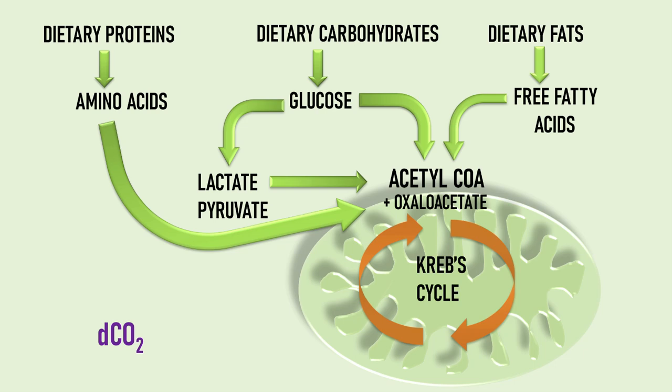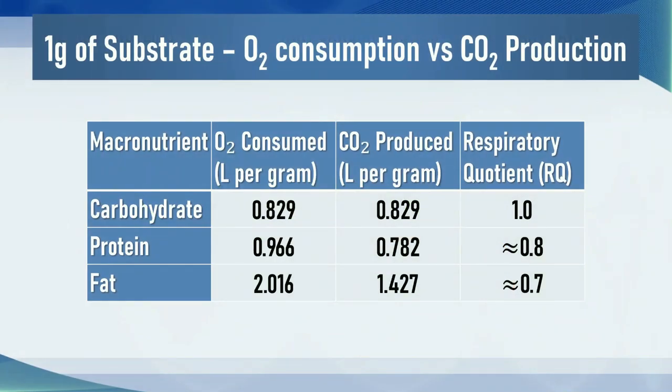of carbon dioxide. For example, for every gram of carbohydrate that is metabolized, the same amount of oxygen is consumed versus CO2 produced, about 0.83 liters. So the respiratory quotient is 1. For protein, we consume a little bit more oxygen than we generate carbon dioxide, about 0.8. And for fat, it's significantly more oxygen consumed per carbon dioxide.